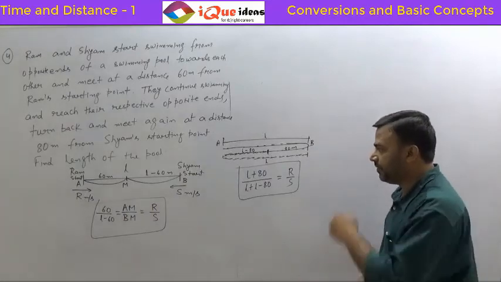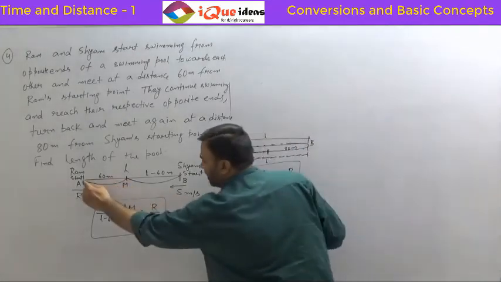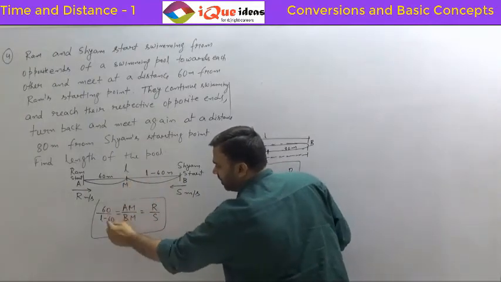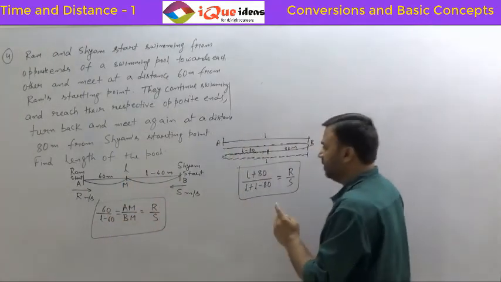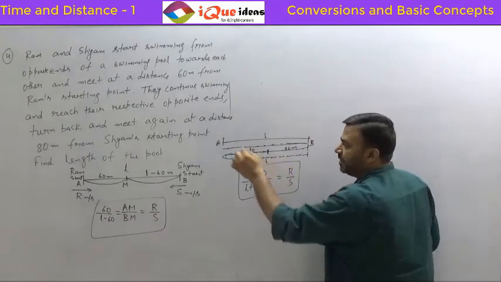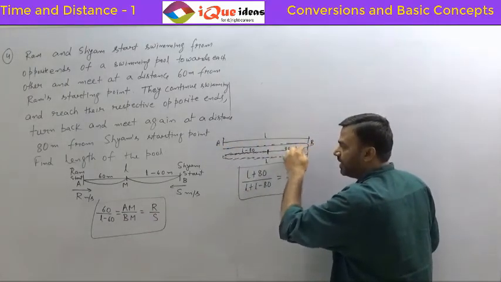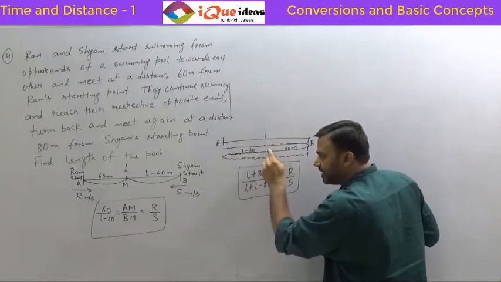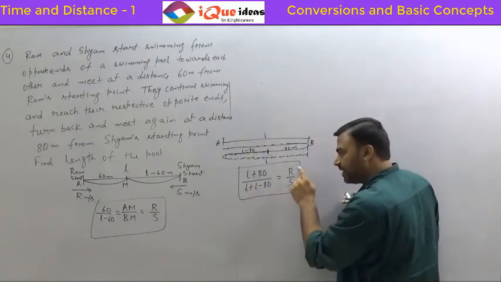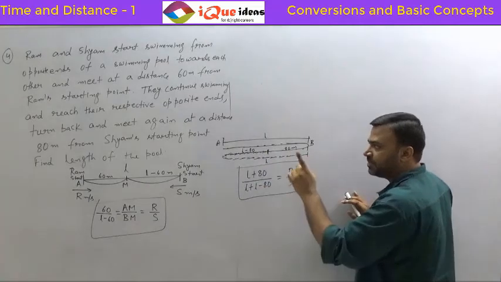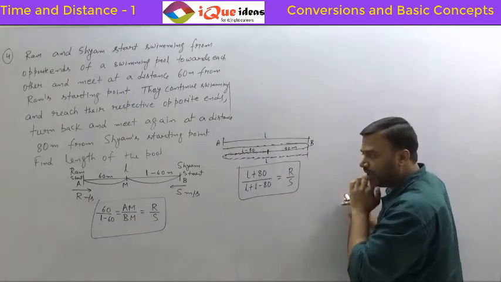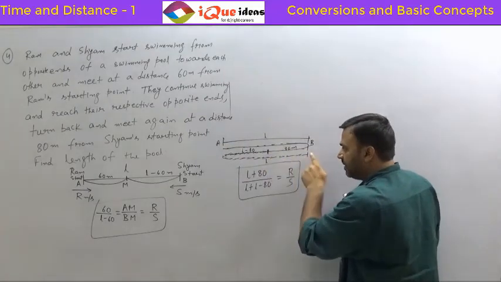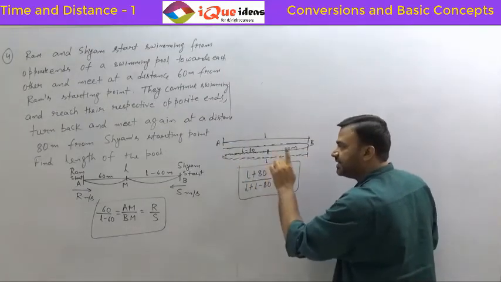Alright, look at this very carefully. In the first case, Ram traveled this much, that is 60 meters. Shyam traveled L minus 60. So ratio of 60 and L minus 60 should be equal to ratio of speeds. In the case of the second meeting, Ram has traveled total distance of L plus 80. Shyam has traveled total distance of L plus L minus 80, that is 2L minus 80. That also is equal to ratio of speeds because the time taken is still the same. Alright? Time taken by Ram to go for this distance and time taken by Shyam to go for this whole distance is the same thing.